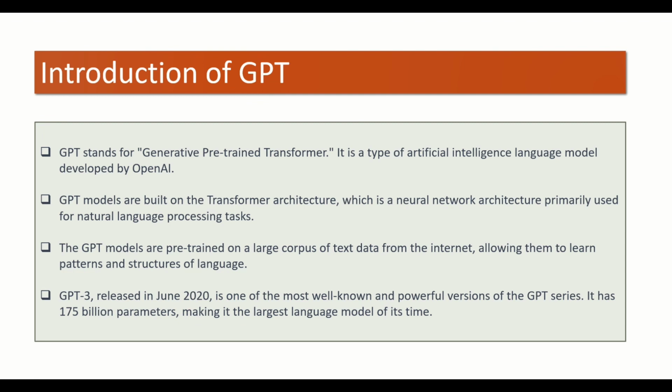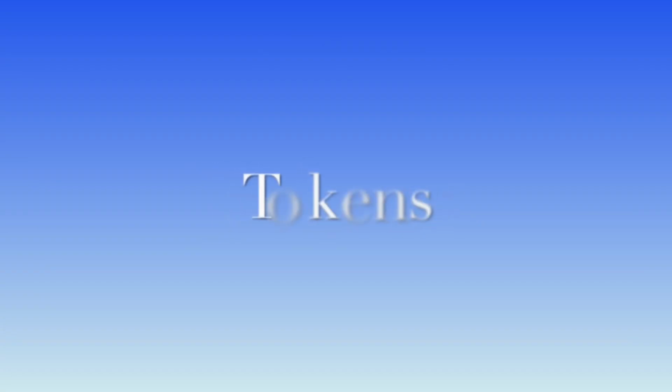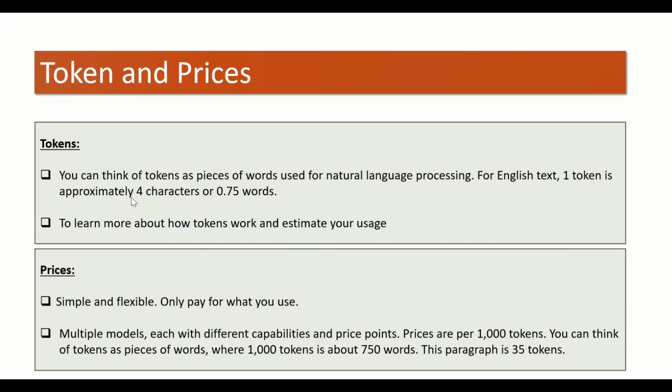We'll discuss the tokens, and how we can calculate the tokens in ChatGPT. So let's discuss the token. A token is nothing but a piece of a word, and it's used for natural language processing. One token is approximately 4 characters. So if we are using 1,000 tokens, this will be approximately 750 words.